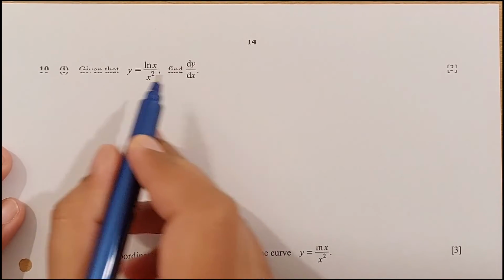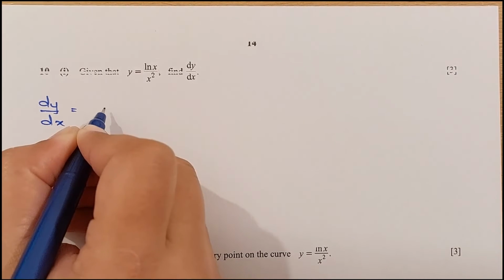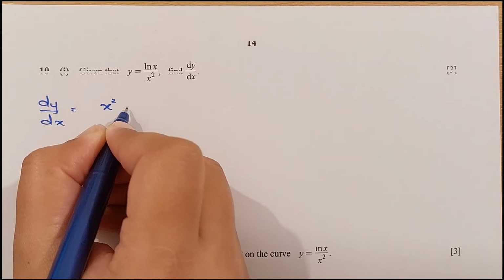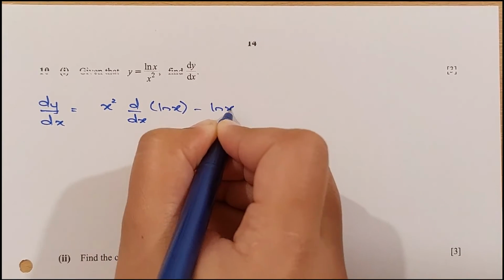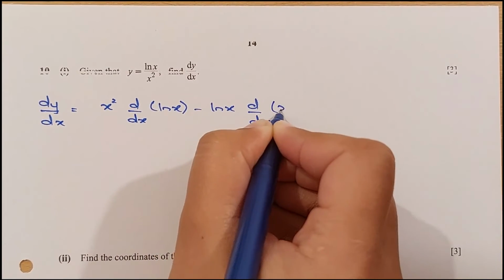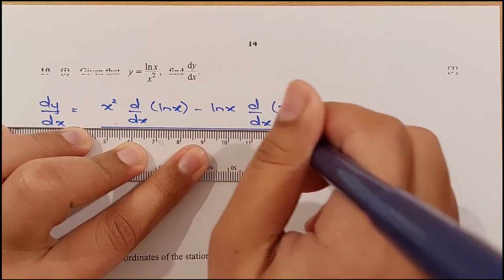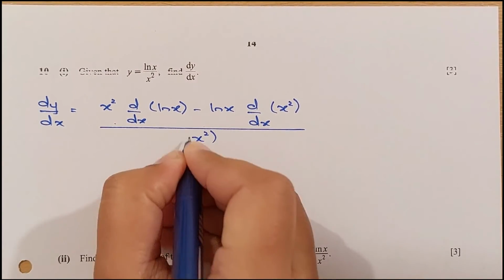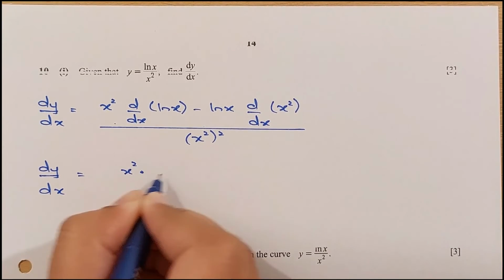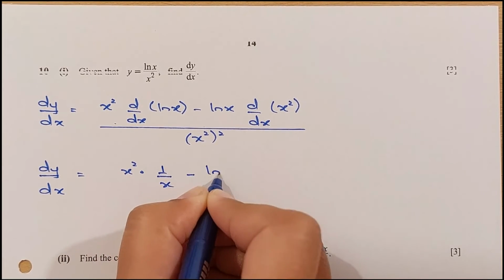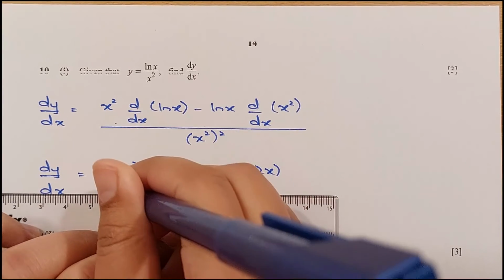Question number 10, part 1. Given that y equals ln of x over x square, find dy by dx. dy over dx, we have to apply the quotient rule: x square times the derivative of ln of x, minus ln of x times the derivative of x square, and the denominator function is squared, x square whole square, right? So we have dy by dx equals x square times 1 by x, minus ln of x times its derivative 2x, and we can divide it all by x power 4.